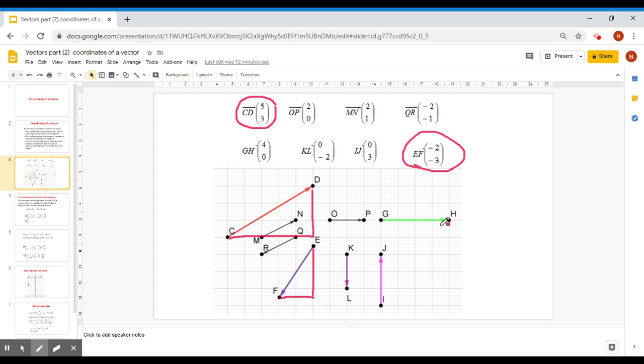In vector GH, there is no vertical displacement, so it should be 0. And the horizontal displacement is 4 to the right, so it is 4, 0. In vector KL, there is no horizontal displacement, so it is 0, and the vertical is 2 downwards, so the coordinates are 0, -2. In QR, it is 1 down and 2 to the left, so it is -2, -1.